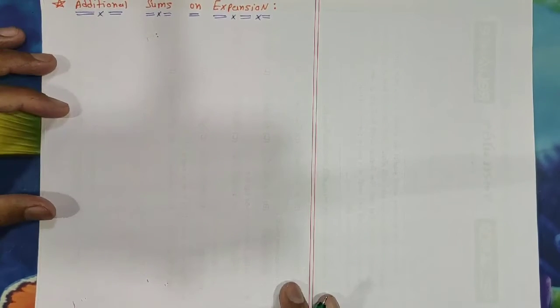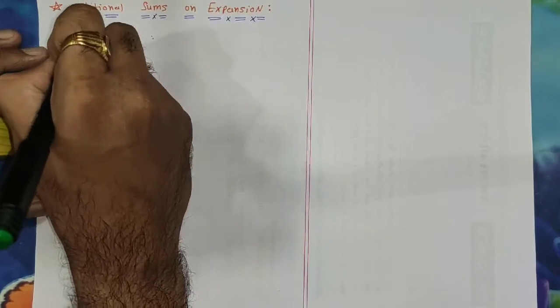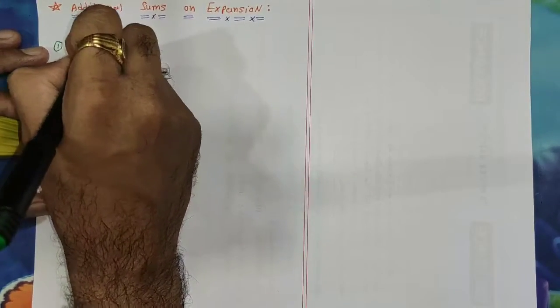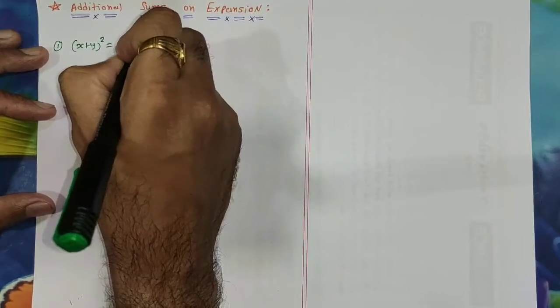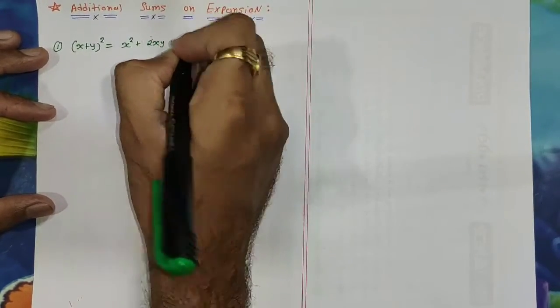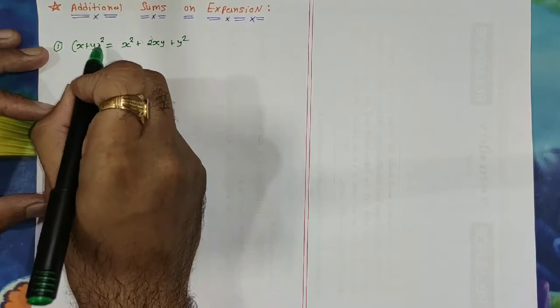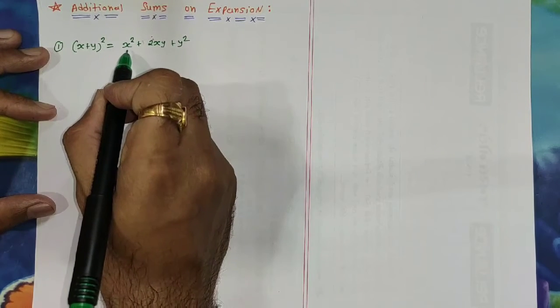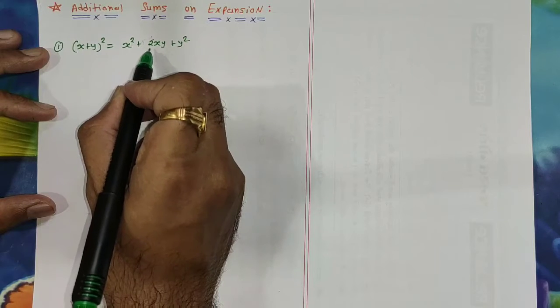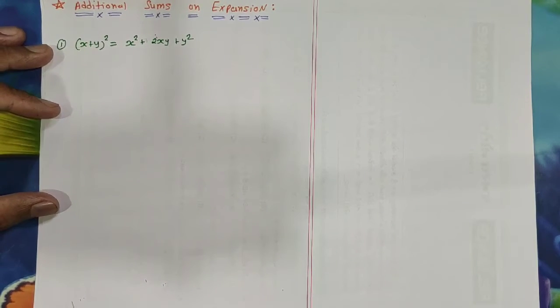Our first identity is (x + y) whole square equal to x square plus 2xy plus y square. First term plus second term whole square equals first term square plus 2 into first into second term plus second term square. So now we'll discuss sums based on this identity.